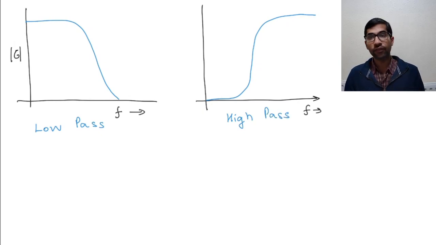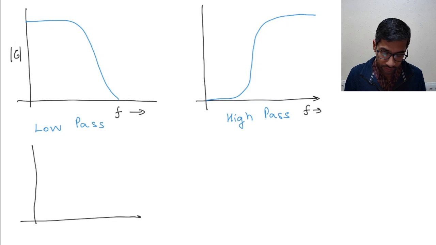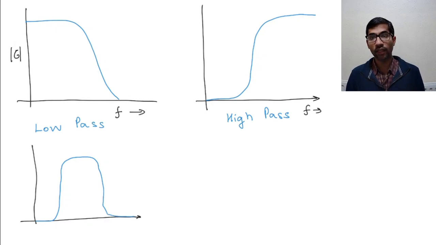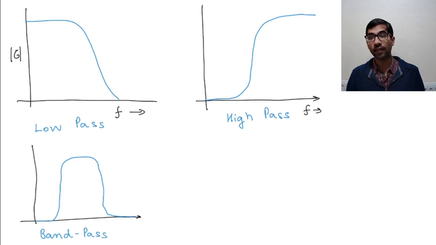Now you can have some other filter, so let's say a filter like this shape. So it's got a high gain in a certain frequency band and then a low gain for all other frequency bands. This kind of a filter would be called a band pass filter because it only passes a band of frequencies, and outside that band the gain becomes very low.